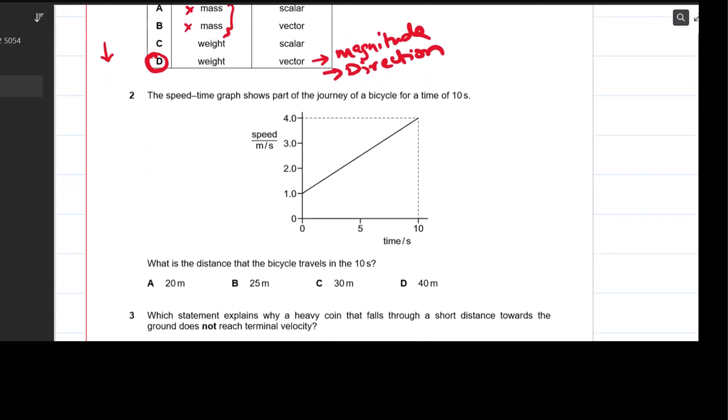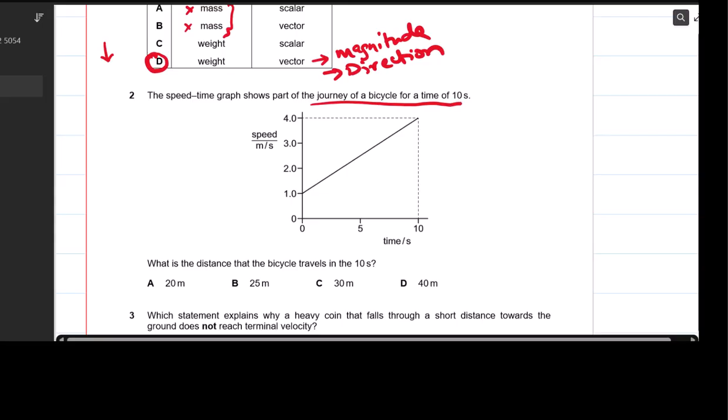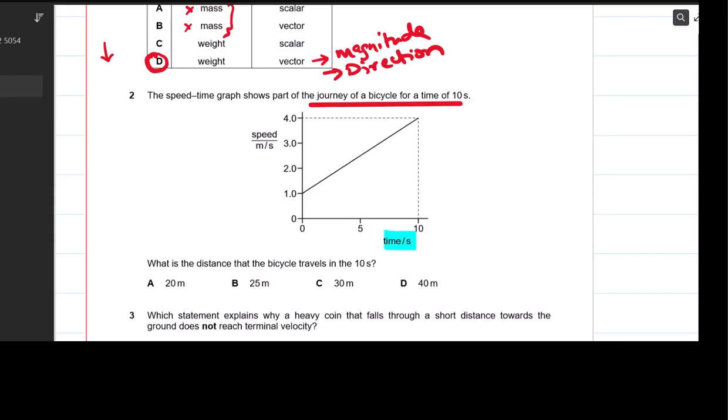Question number 2. The speed time graph shows part of the journey of a bicycle for a time of 10 seconds. You can see that here the time axis is given and it is for 10 seconds. On the vertical axis we have speed. What is the distance that the bicycle travels in the 10 seconds?